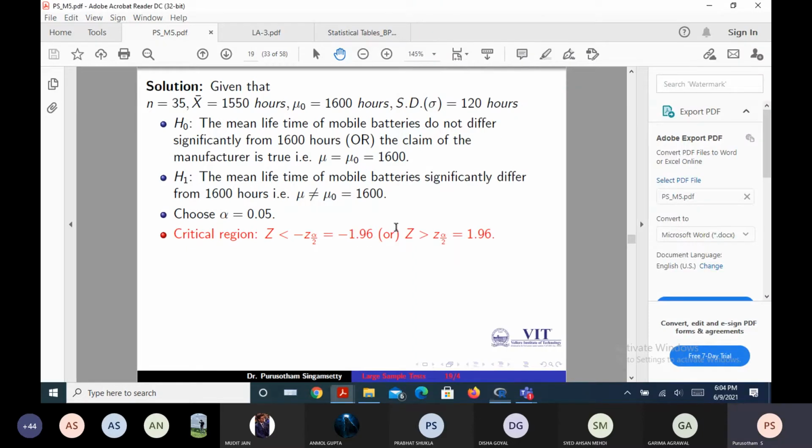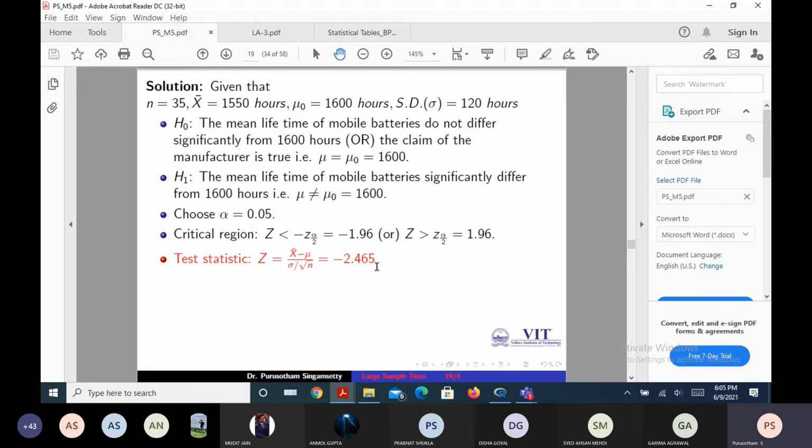Well, now let us go for the test statistic. What is the test statistic that we need to use? The formula x bar minus mu by sigma by root n. What is x bar? 1550. What is mu? That is nothing but 1600, because you are assigning the mu naught to mu. And what is the standard deviation? Sigma 120, and n is 35. Can you substitute and use the calculator to get the value? Cross verify, is it 2.465 or not?